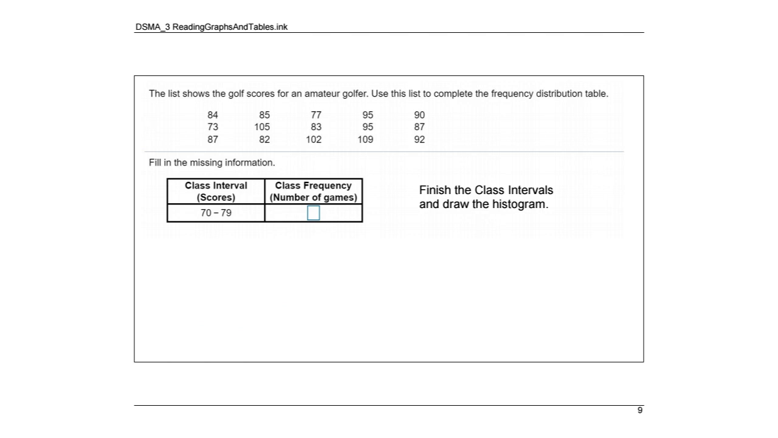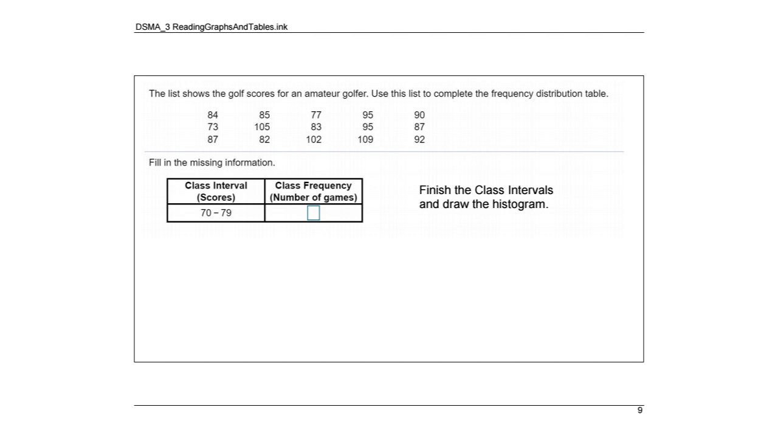Okay, so for this one, we're going to go ahead and do what we call a class frequency. So these are golf scores for an amateur golfer. All right, looks like I've got 15 scores. They are out of order. They're not in numerical order, but that's okay. So we are going to make what we call a frequency distribution table. So we're kind of going to use tick marks for this.